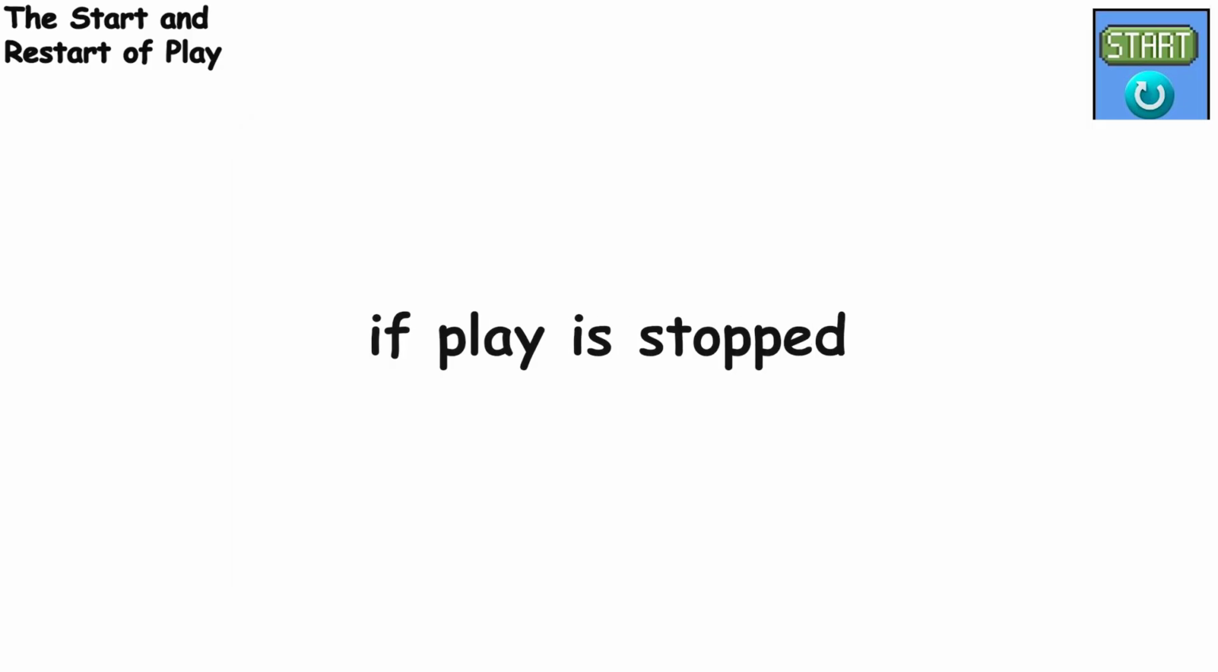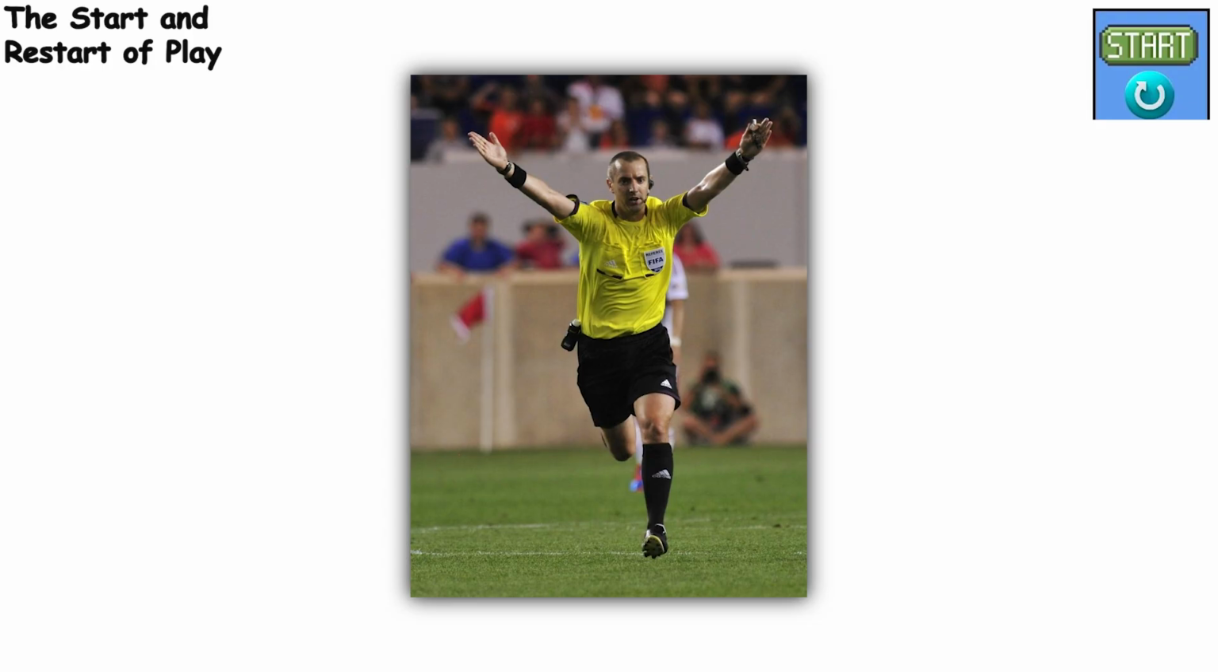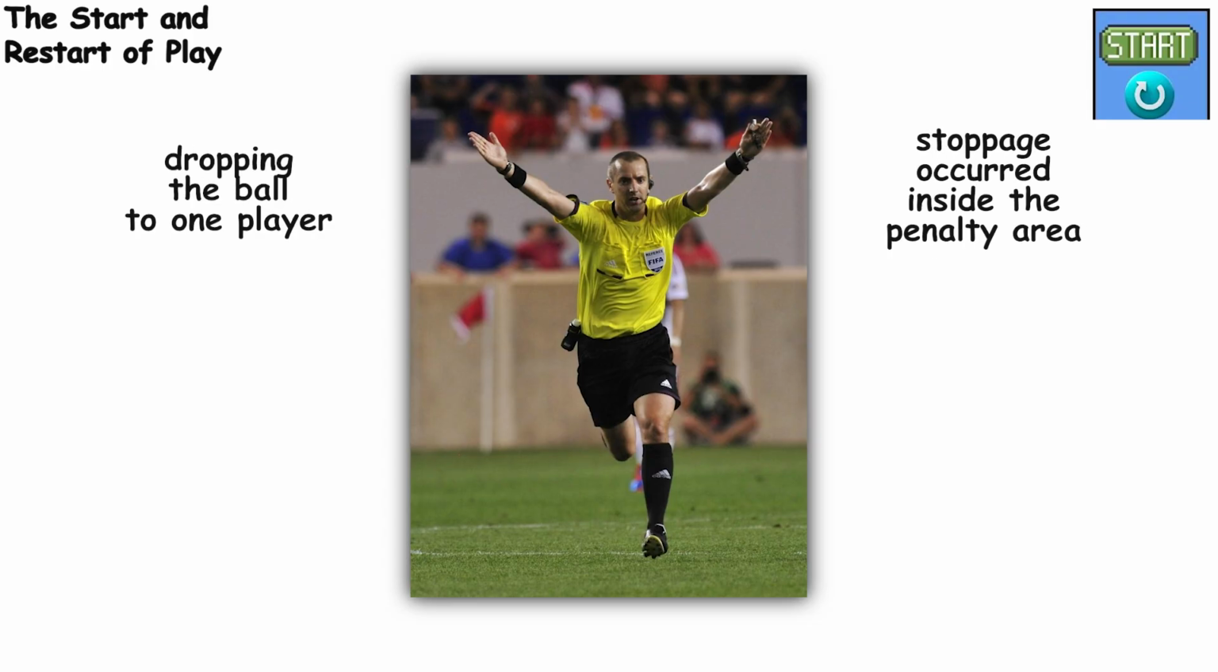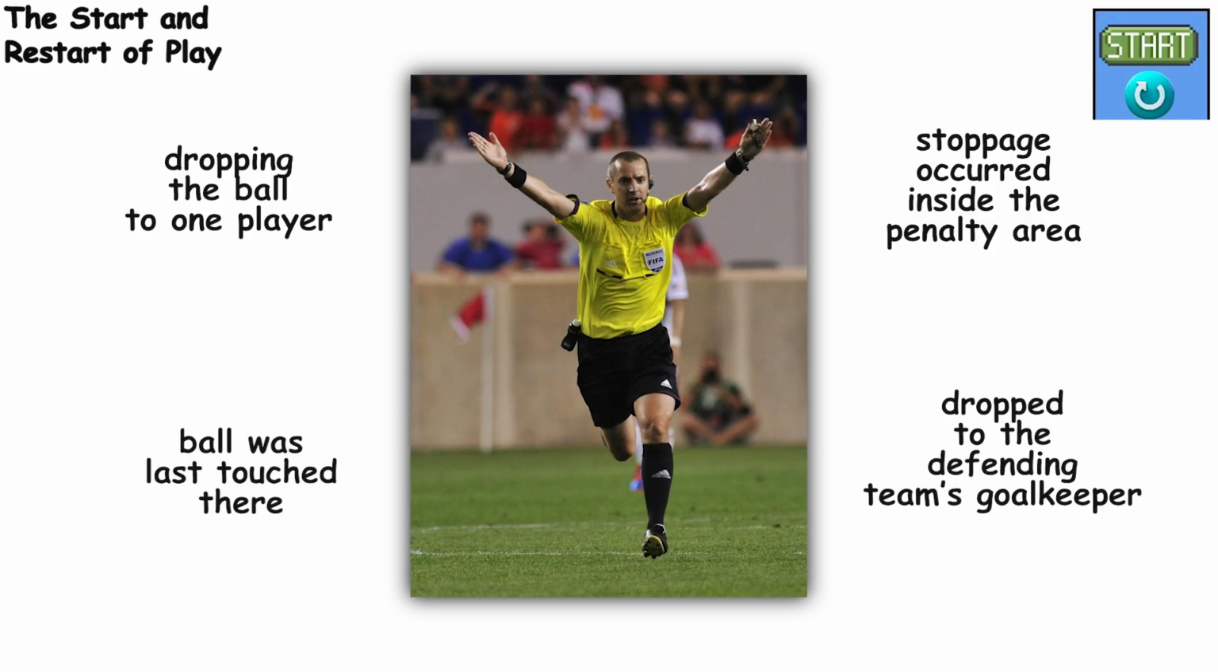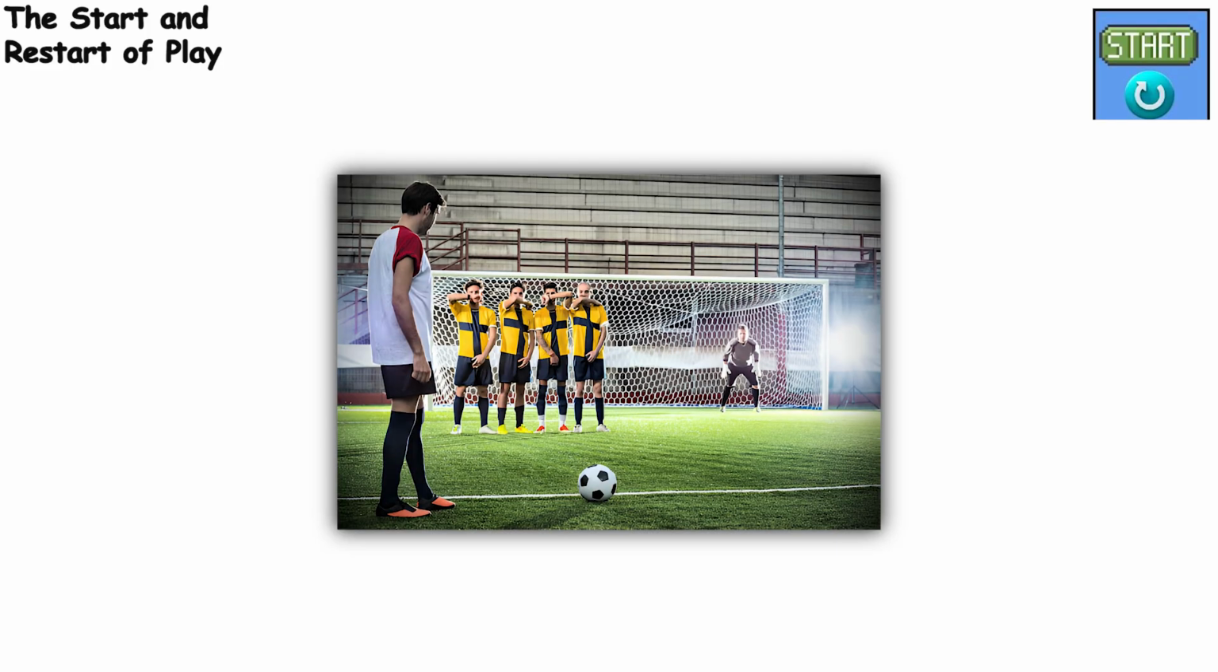Now, if play is stopped and no other law specifies how to restart, the referee reinstates it by dropping the ball to one player. If the stoppage occurred inside the penalty area or the ball was last touched there, it is dropped to the defending team's goalkeeper. Outside the area, the ball goes to a player from the team that last had possession, or to the team that clearly would have gained it.